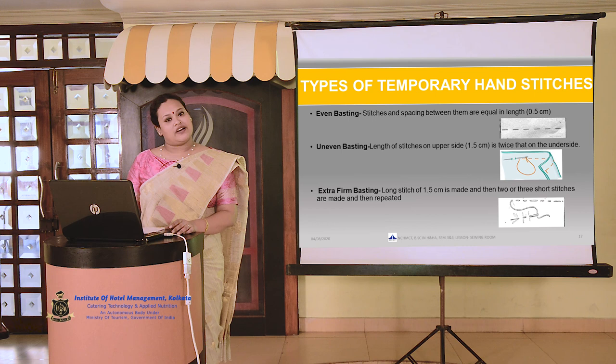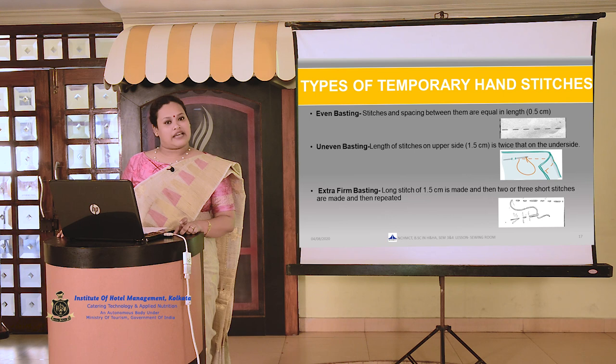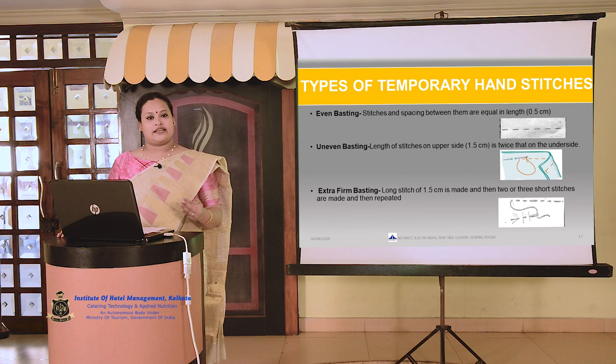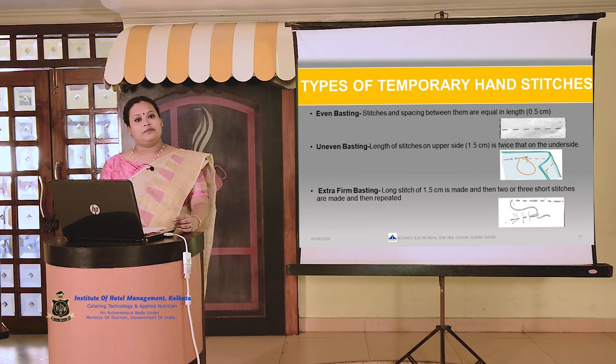The second stitch is known as an uneven basting. An uneven basting is a stitch which is of 1 cm on the right side of the fabric and just half of it on the back side or the wrong side of the fabric. So if the front part is 1.5 cm, the wrong side of the fabric will have a stitch of 0.75 cm.